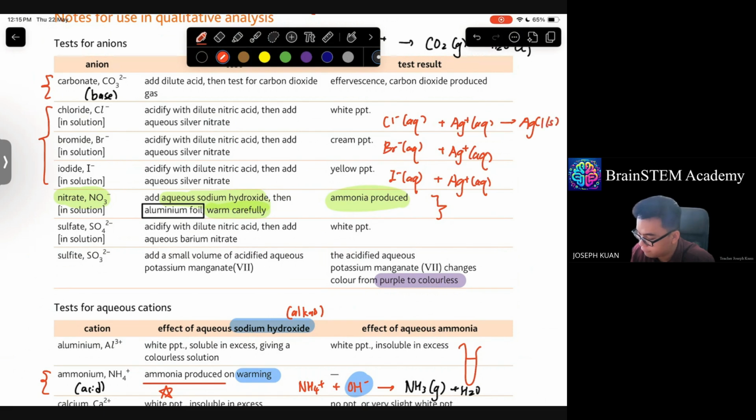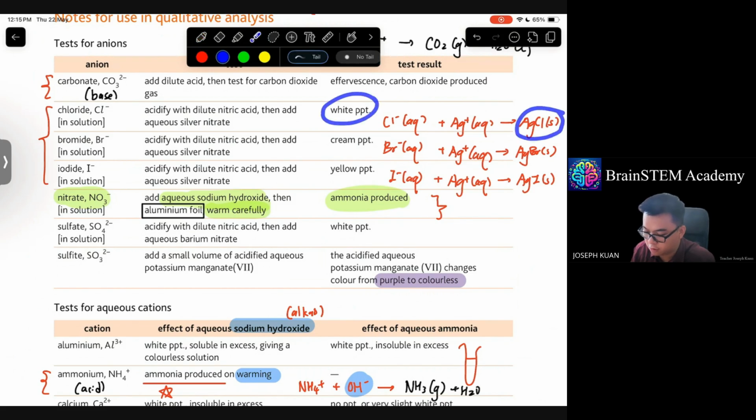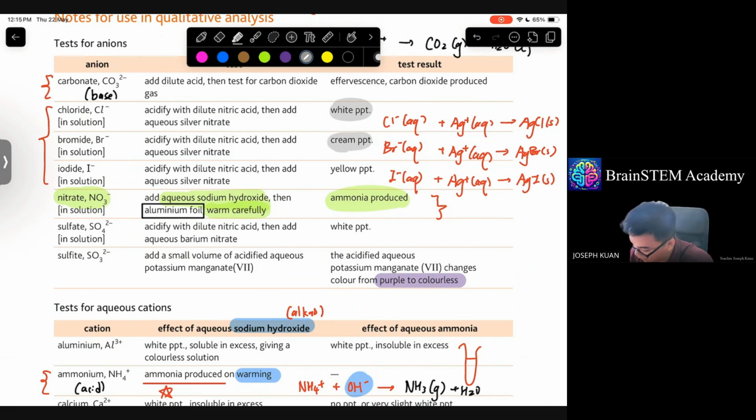So here's silver chloride being formed. Here's silver bromide being formed. Here's silver iodide being formed. And then they all look different. Silver chloride is a white precipitate. Silver bromide is a yellow cream precipitate. And silver iodide is a yellow precipitate.